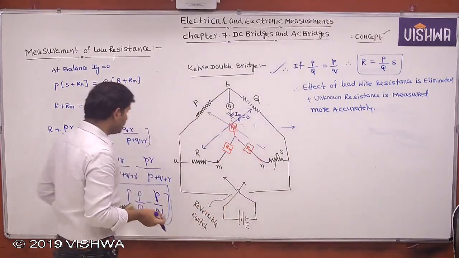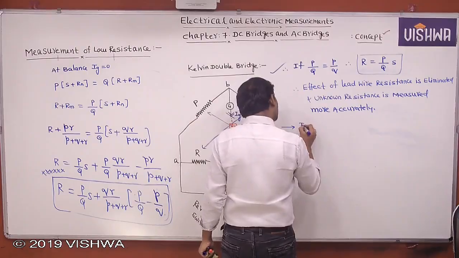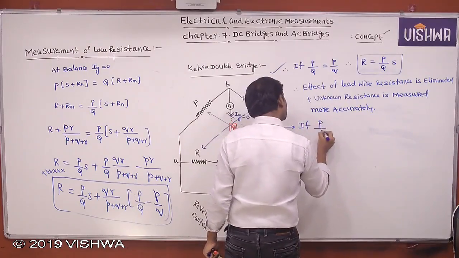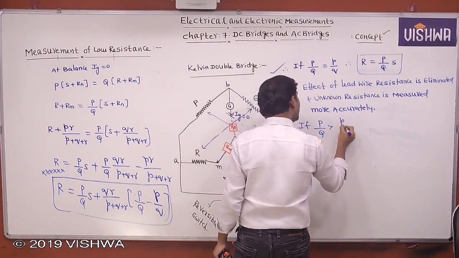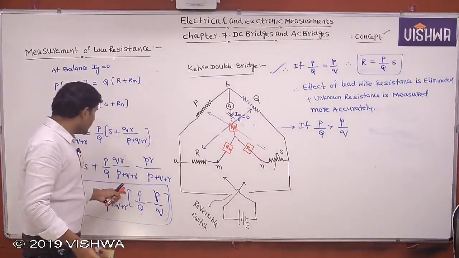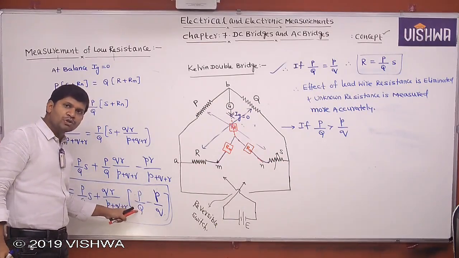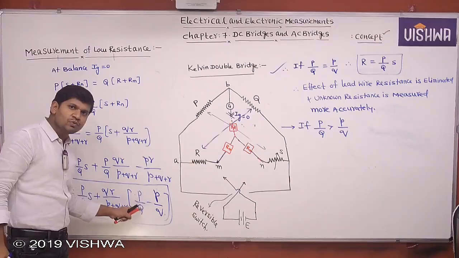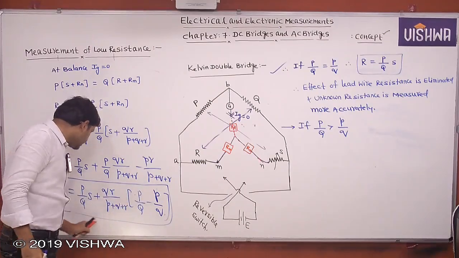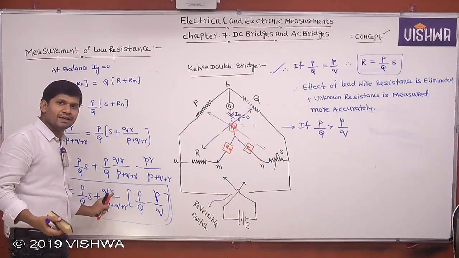For example, if it is selected in such a way that capital P by capital Q is greater than small p by small q, this difference gives a positive value. Once this difference gives a positive value, it is added to this total value. If it is added to this value, then we get a higher resistance.